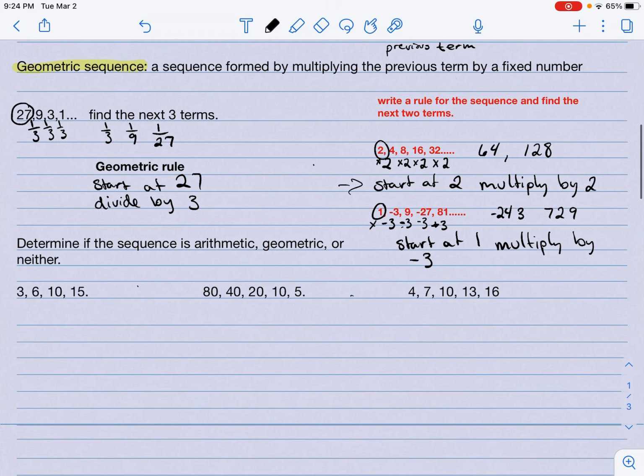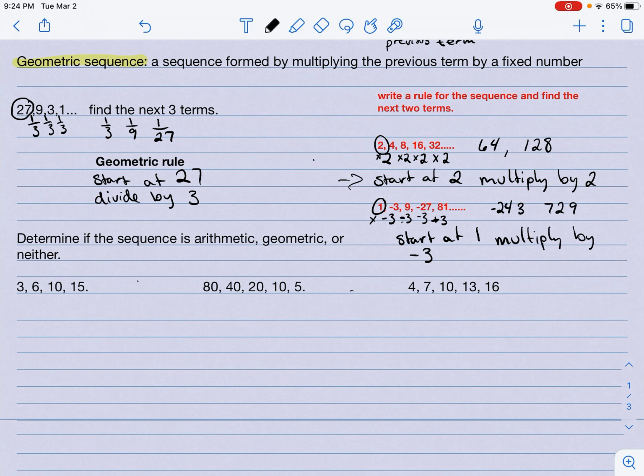Okay, so here's 3 more examples. We're just going to check. Notice I've added one more option, so there is a neither option, so it doesn't follow the arithmetic or geometric. So no number you add or subtract, or no number that you multiply. So those are the options. And here we're just going to determine if they're arithmetic, geometric, or neither. I'm not going to write the rule. I'm just going to go through and check and see.